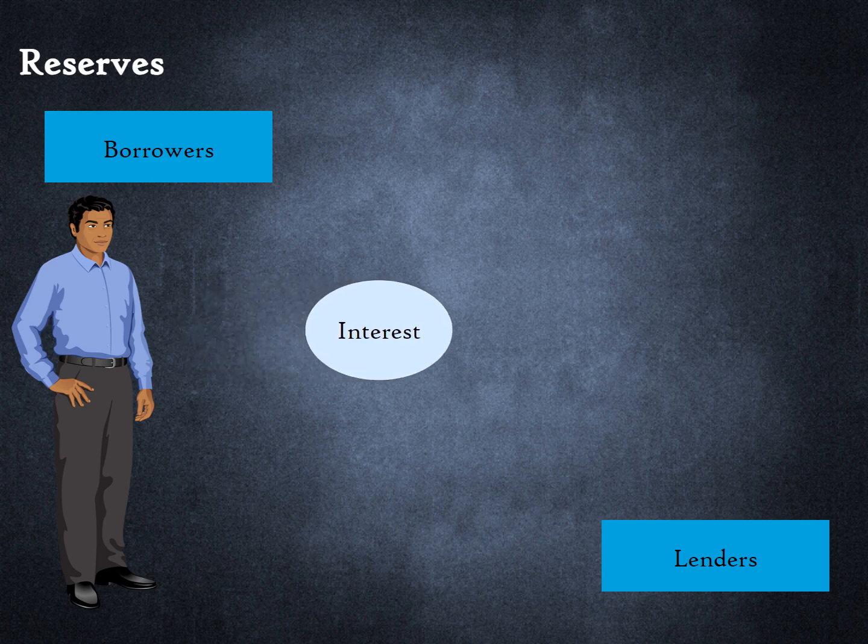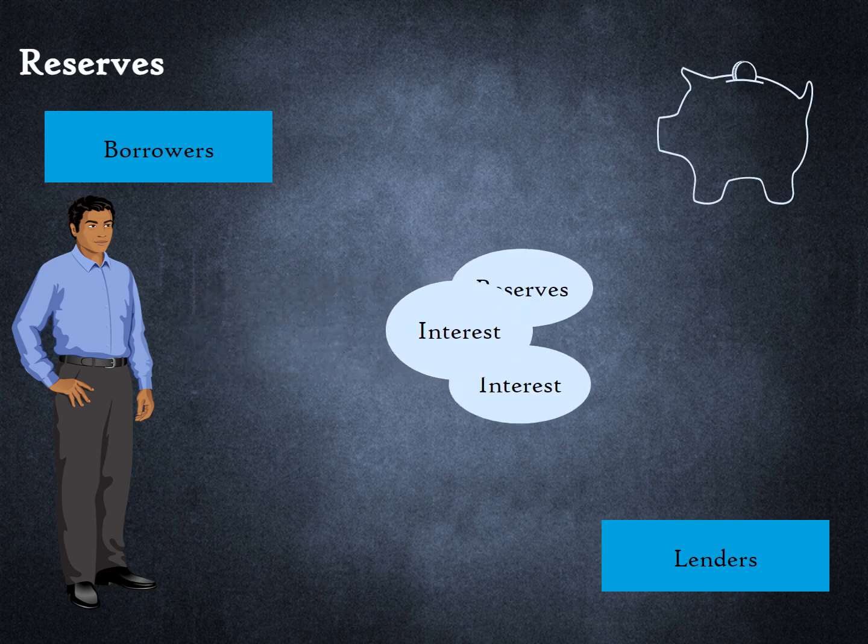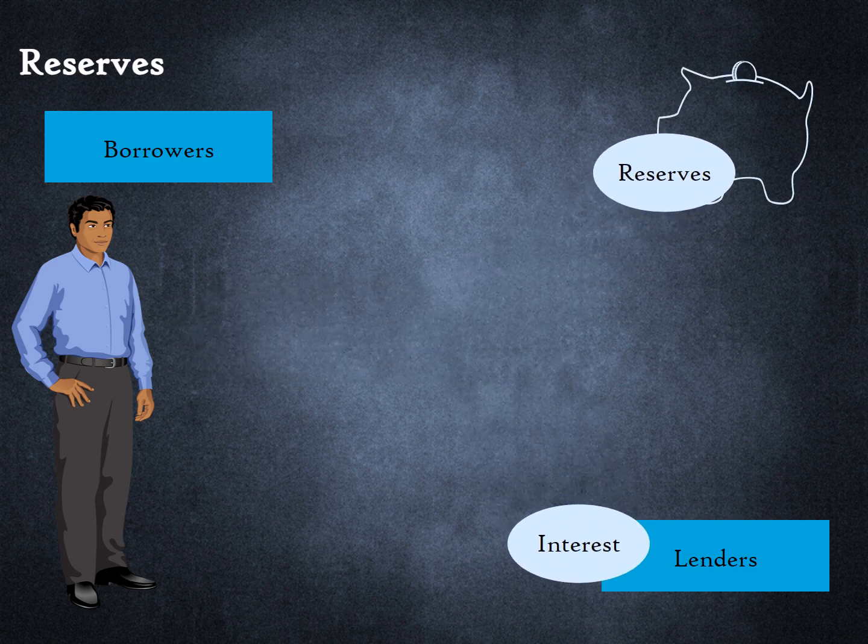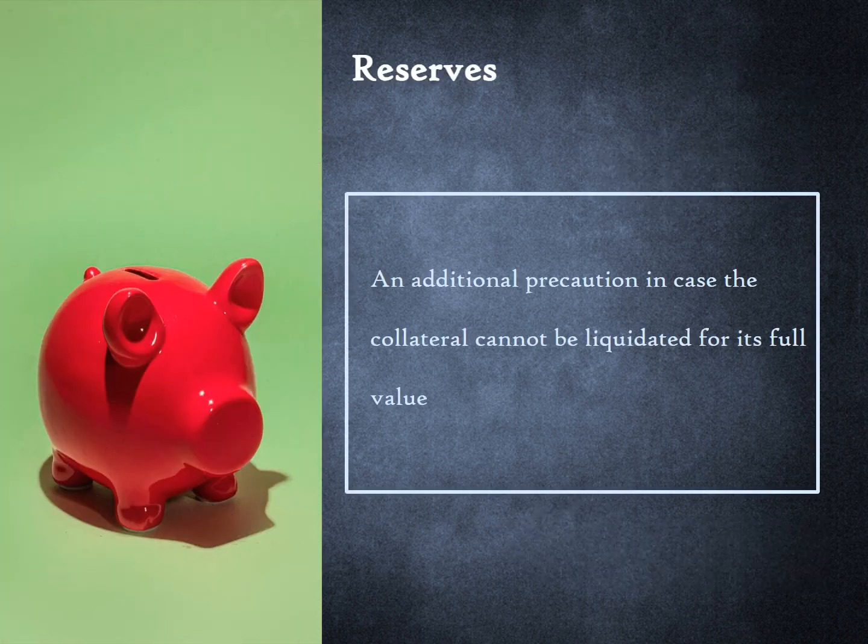The second reason supply rates are lower than borrow rates is reserves. Reserves is the portion of interest that is set aside for the protection of lenders. Think of it as a rainy day fund. Reserves are an additional precaution in case the collateral cannot be liquidated for its full value.